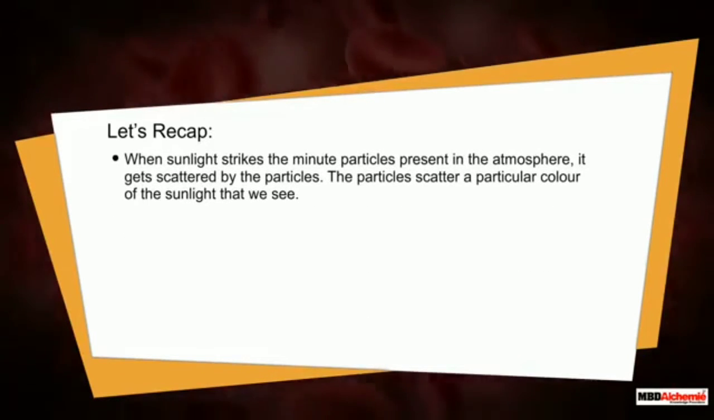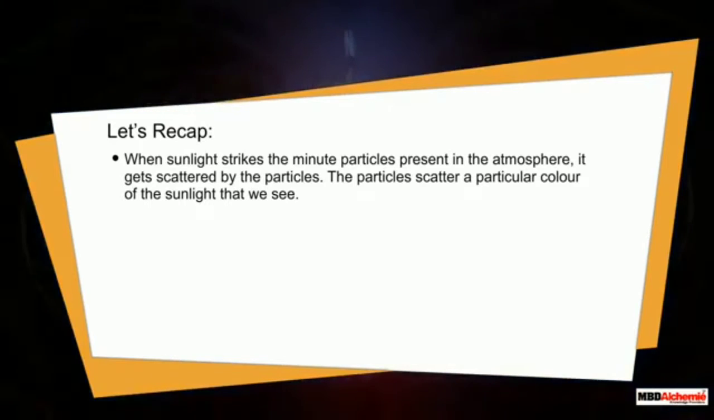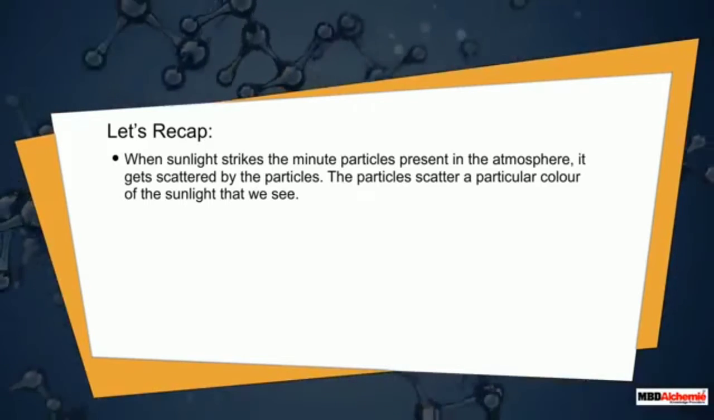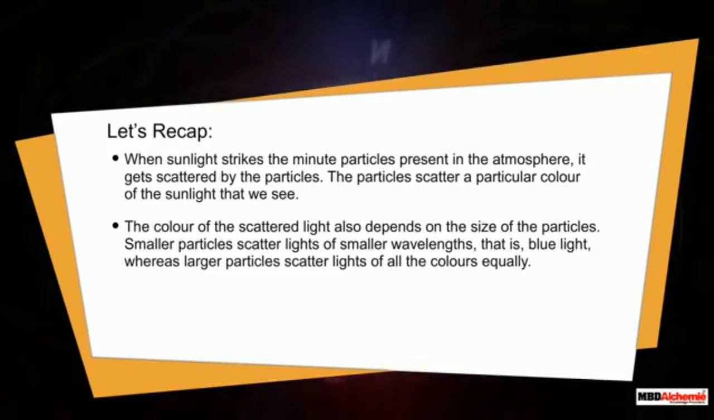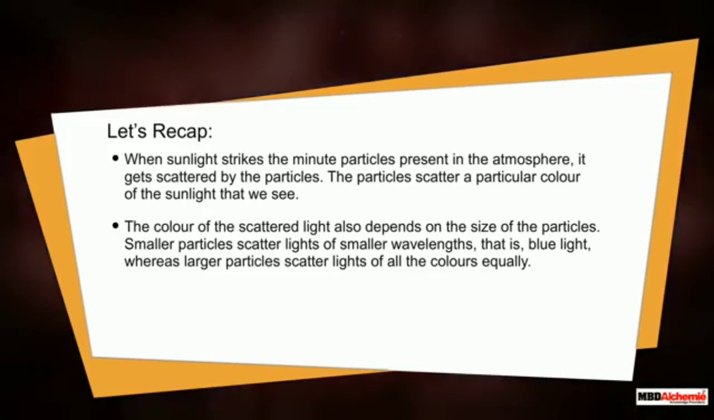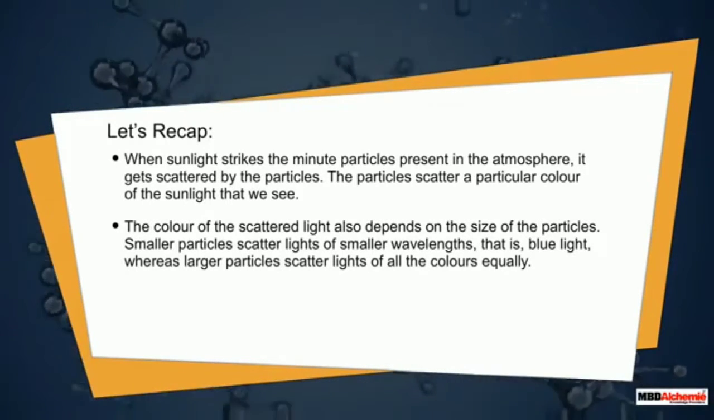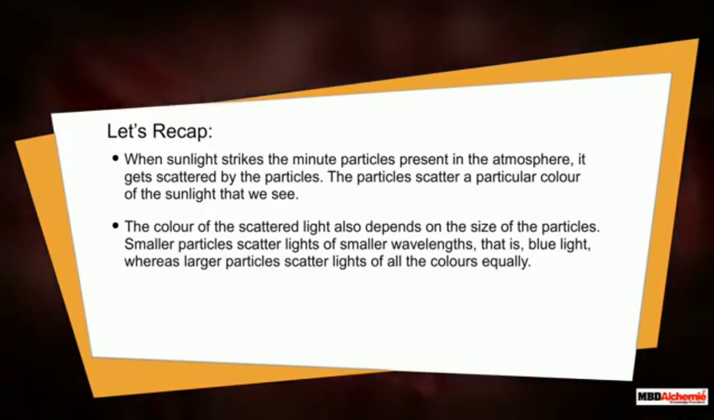When sunlight strikes the minute particles present in the atmosphere, it gets scattered by the particles. The particles scatter a particular color of the sunlight that we see. The color of the scattered light also depends on the size of the particles. Smaller particles scatter lights of smaller wavelengths, that is, blue light, whereas larger particles scatter lights of all the colors equally.